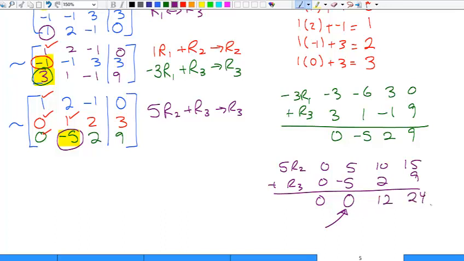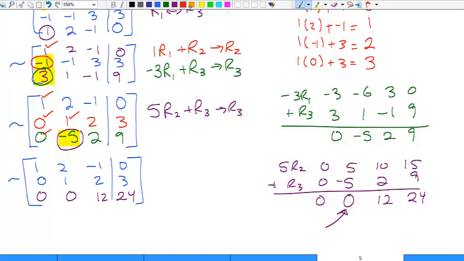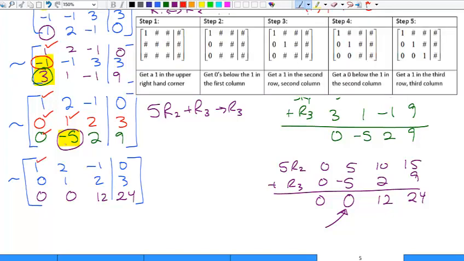12 and 24. So in my next matrix, row 1 and row 2 stayed the same, so go ahead and put those in. Row 3 is the one that I was changing, and that changed to 0, 0, 12, 24. So let's do our little progress report. Do I have a 1? Check. Do I have a 0 below it? Check, check. Do I have a 1? Check. Do I have the 0 below it? Check. So what is the next thing I'm looking for?